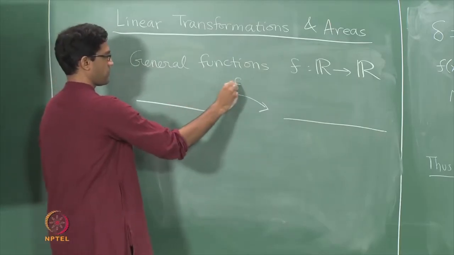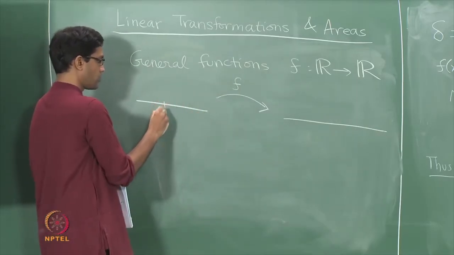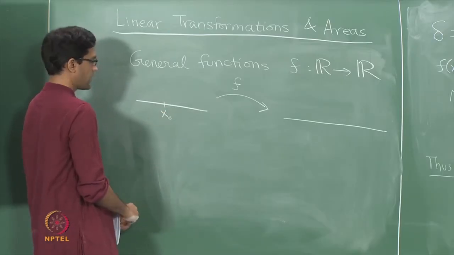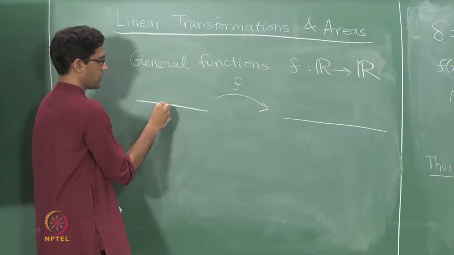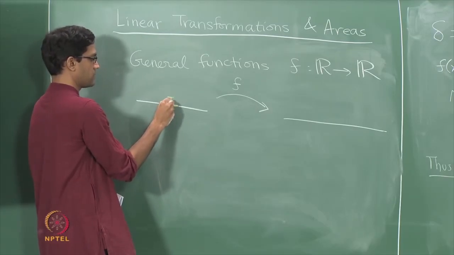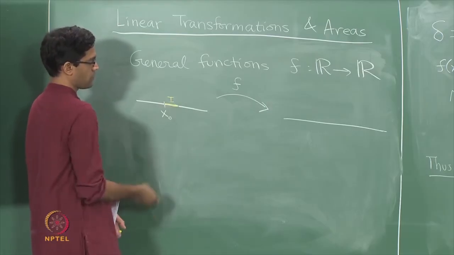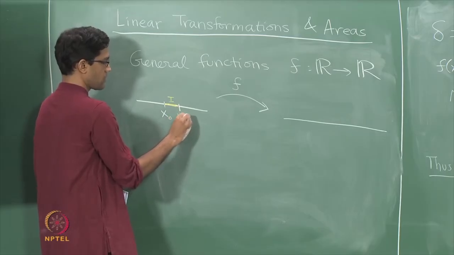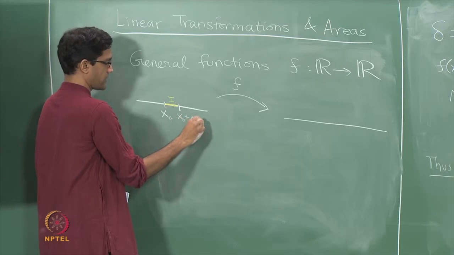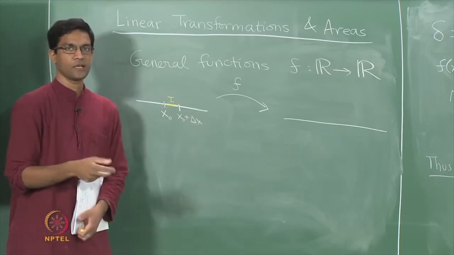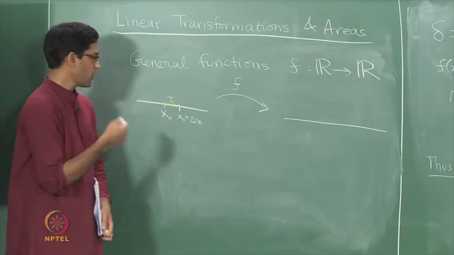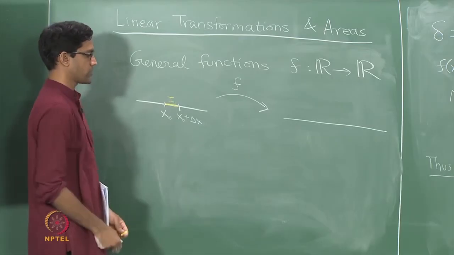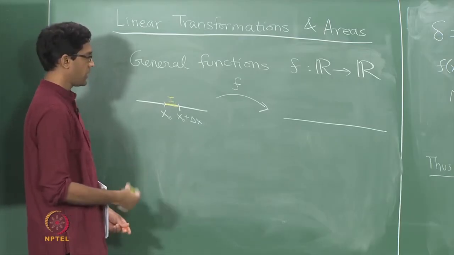So here's what it means. I have this function f, it's not necessarily linear. What I want to do is the following. I want to take a point x naught on the real line. I want to take an interval I, one of whose endpoints is x naught. So I take x naught and x naught plus, say, the other endpoint, let's call it delta x. For now, delta x is just any real number, but eventually we'll think of it as being a very small real number, so that this is a very small interval.